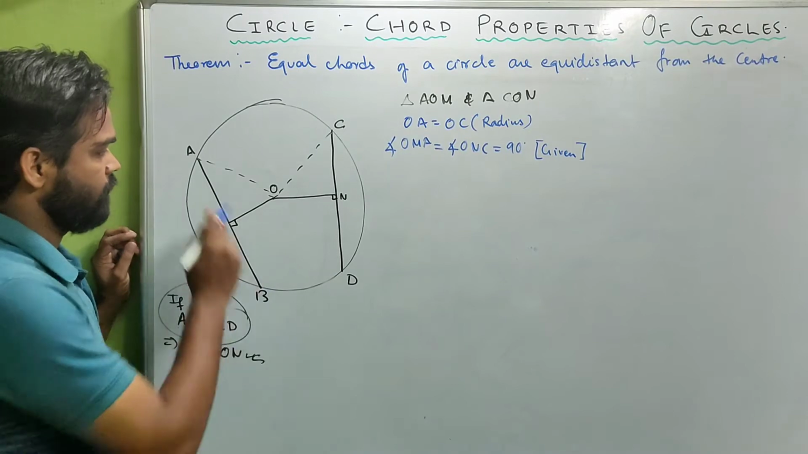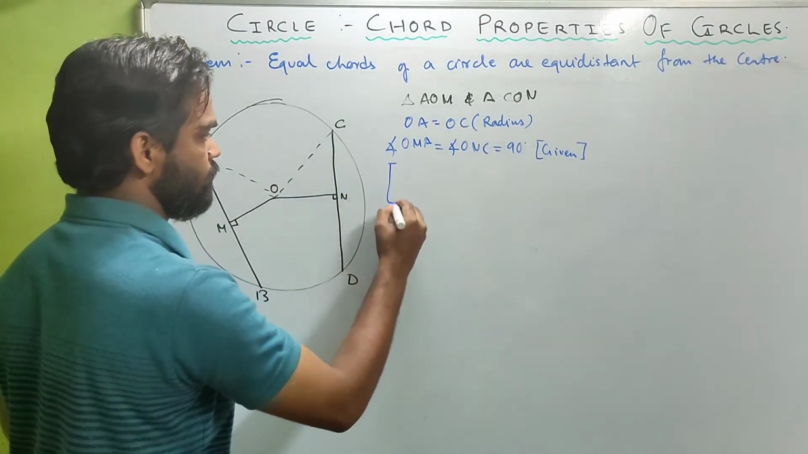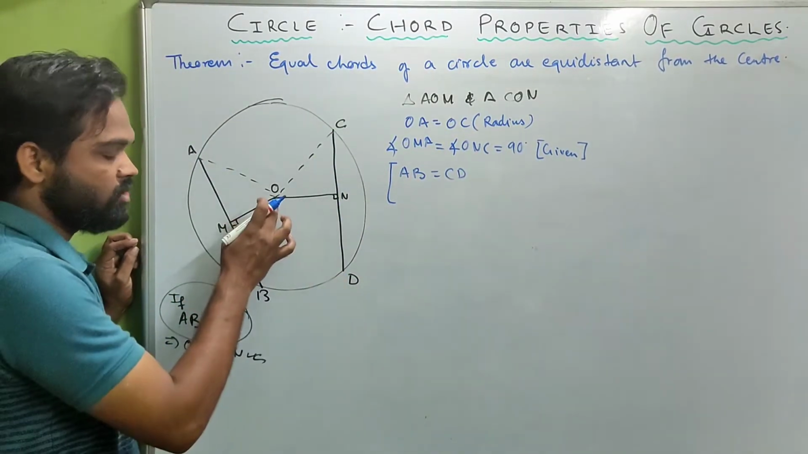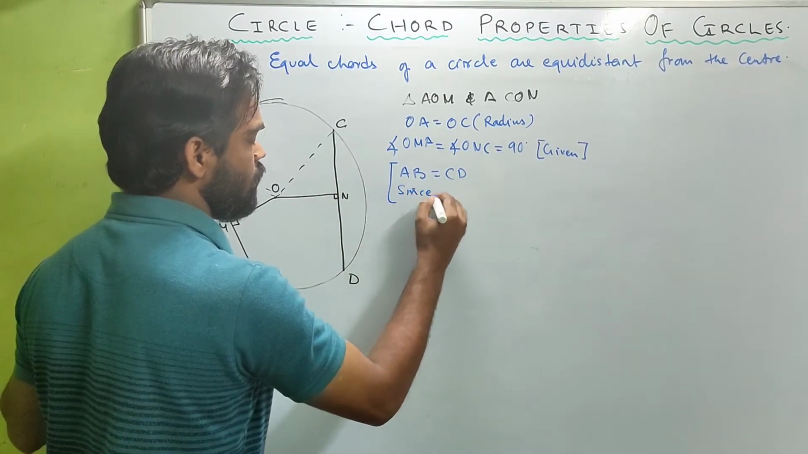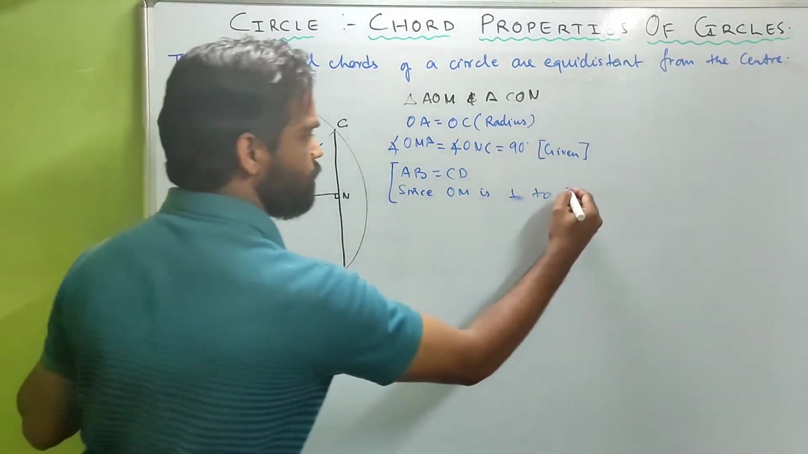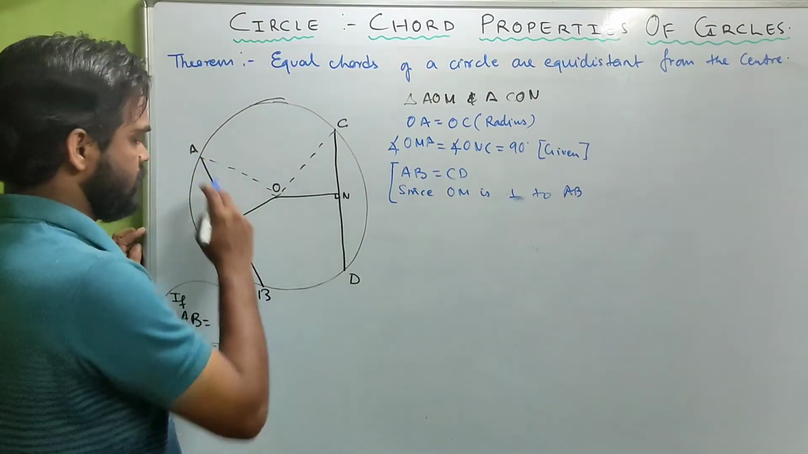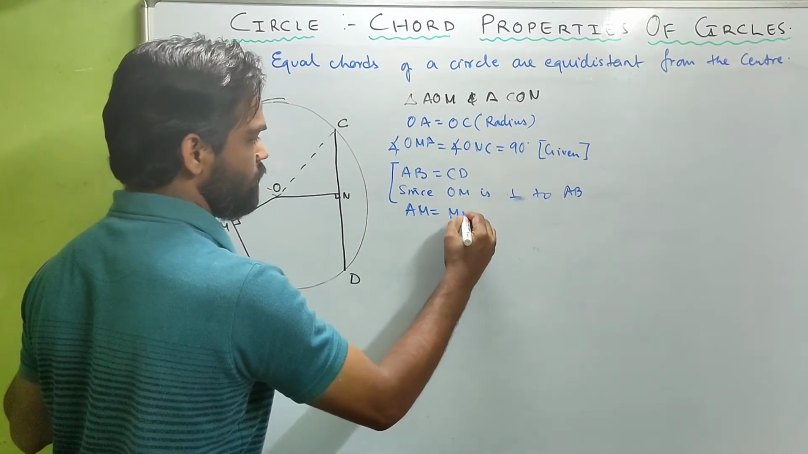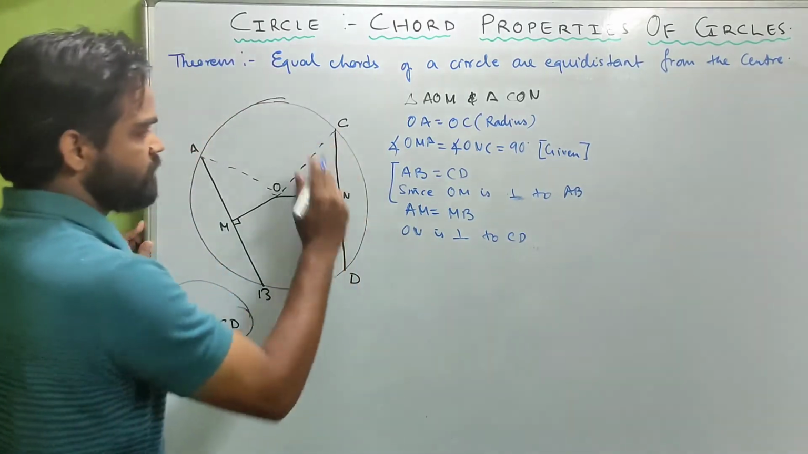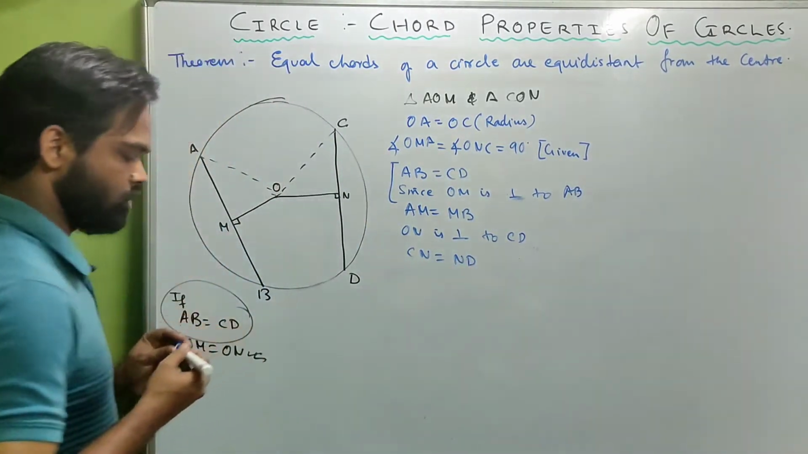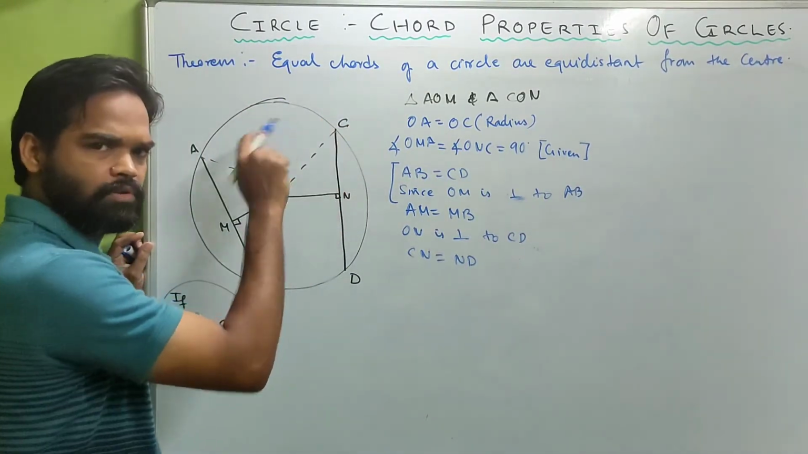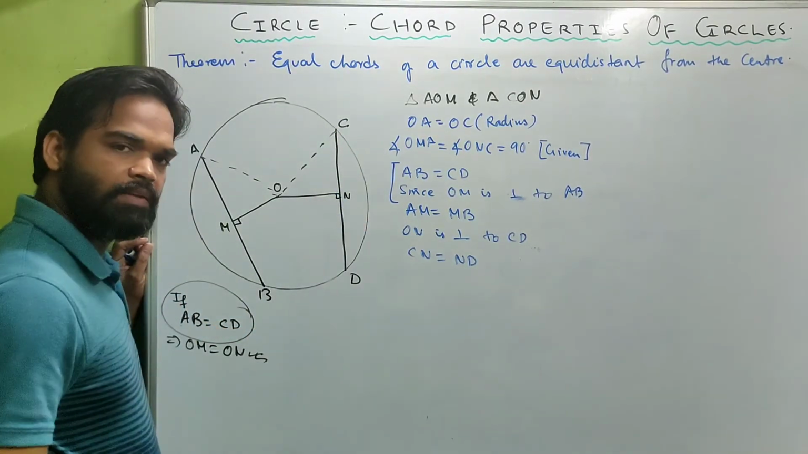Now just look over here. First of all, AB is equal to CD. Since OM is perpendicular to AB, then we just did the theorem, okay, that AM will be equal to MB, no doubt. Again, ON is perpendicular to CD, which means CN will be equal to ND. There's no doubt in that, because the perpendicular from the center divides the chord into two equal halves, the first theorem only. So CN and ND will be equal.